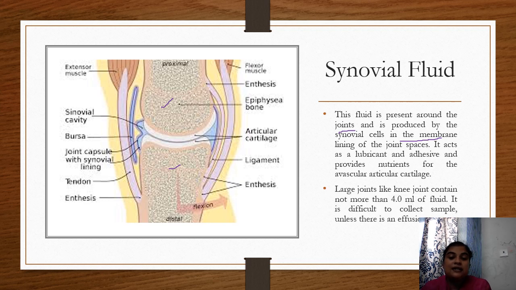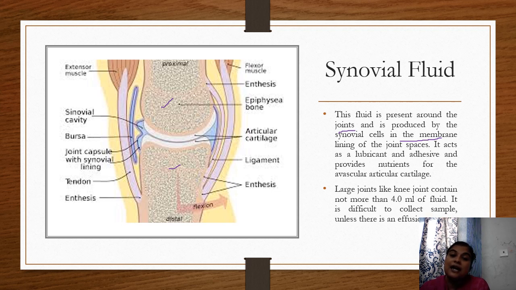Now the next part, the large joint, that is the knee. In our body, the knee is a large joint, and it contains almost 4 ml of synovial fluid. It is difficult to collect the sample if there is no effusion. What is the meaning of effusion? Effusion means any kind of excess accumulation of synovial fluid. In the normal condition, synovial fluid collection is very difficult.